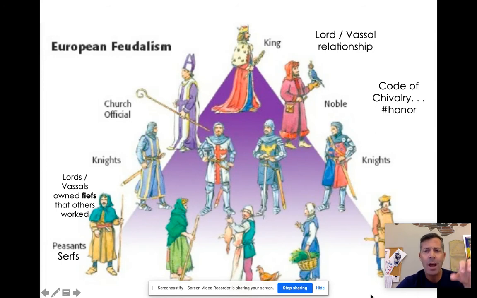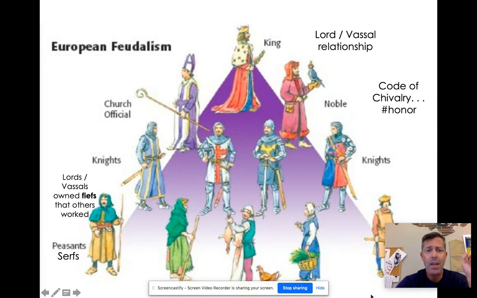Now, there's some terminology on this slide. The lord is the person in charge, the vassal is the follower. So the king is the lord, the noble is the vassal. But you can be a noble and have vassals under you.